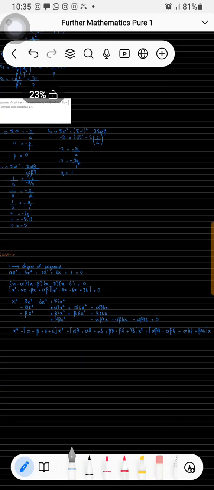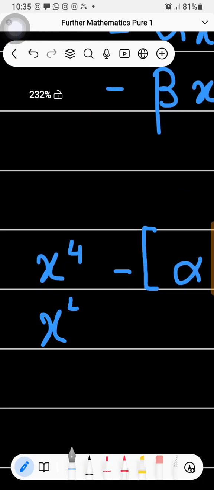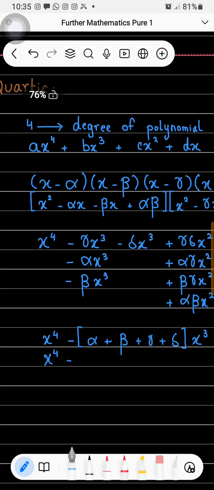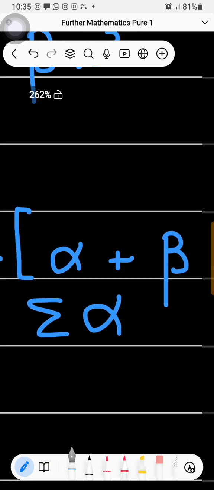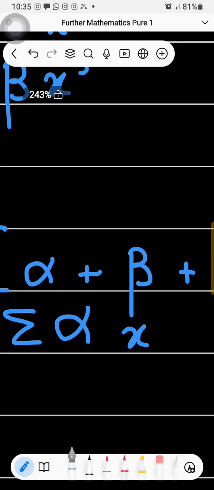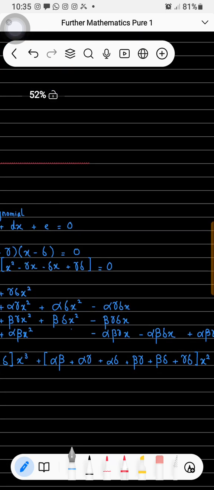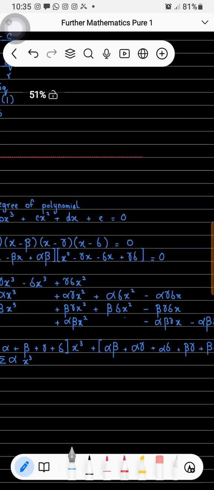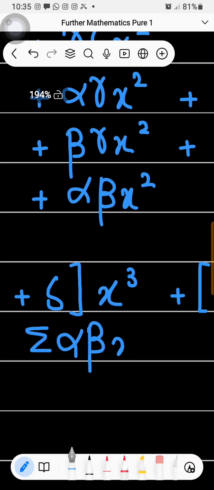Now what will we do? Yes, we can also summarize it as x power 4 minus, we can write alpha plus beta plus gamma plus delta as sum of alpha. Any problem here? I hope no. And we will write x cube here. Then plus alpha beta plus alpha gamma plus alpha delta plus beta gamma plus beta delta plus gamma delta, we can write as plus sum of alpha beta x square.